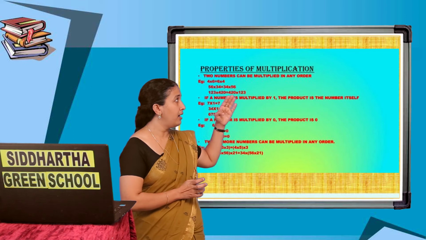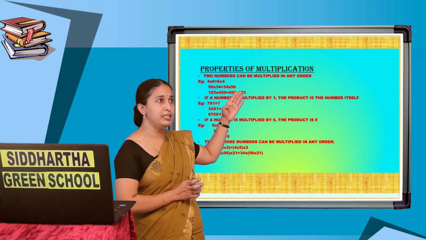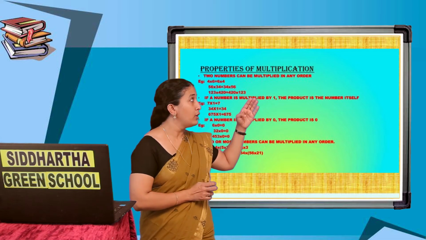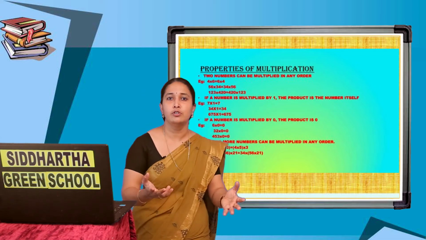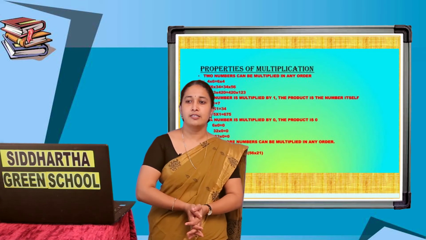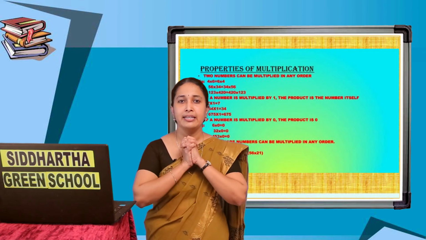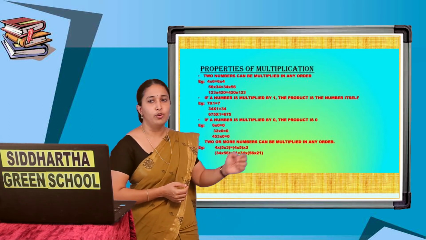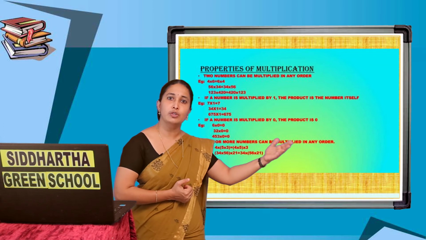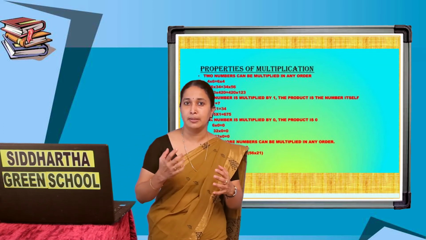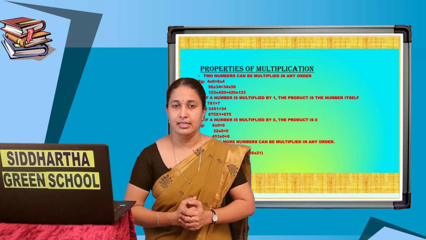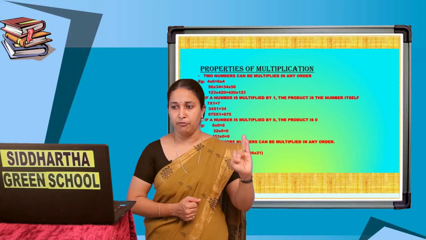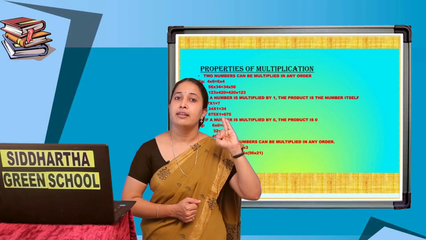What is the product we get by multiplying 4 and 6? The answer is 24. And what is 6 into 4? It is also 24. Okay, so two numbers can be multiplied in any order. Another example, 123 into 420, that is equal to 420 into 123. We can multiply two numbers in any order.